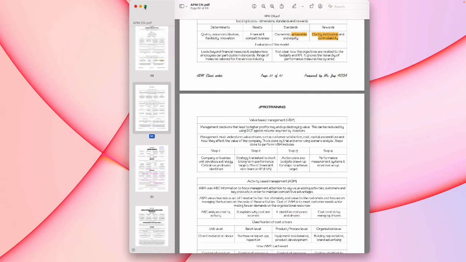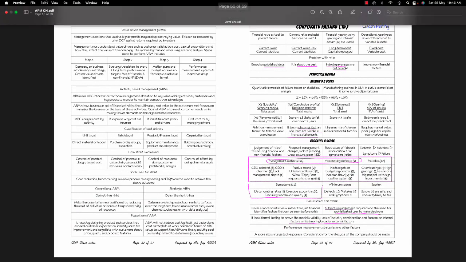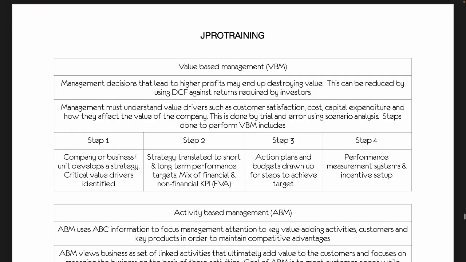Strategy, performance measurement, action plan. Company, business unit, develop strategy, critical value drivers identified. Strategy translates to long-term performance measures, a mix of financial and non-financial KPIs. Action plans drawn up, budgets drawn up. Then performance measurement system and incentives set up.